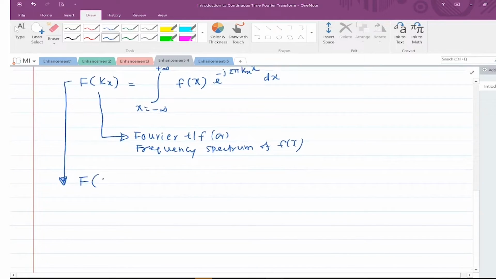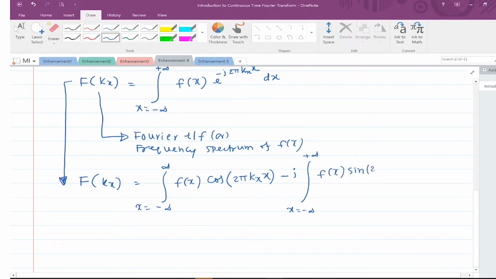What will that give you? F of k subscript x is equal to, the real part would be x varying from minus infinity to plus infinity, f of x into cos of 2 pi k subscript x times x, that's your real part, and imaginary part will have minus j times, again x varying from minus infinity to plus infinity, f of x into sine of 2 pi times kx into x. Of course you are integrating with respect to x, I should have kept dx here as well.